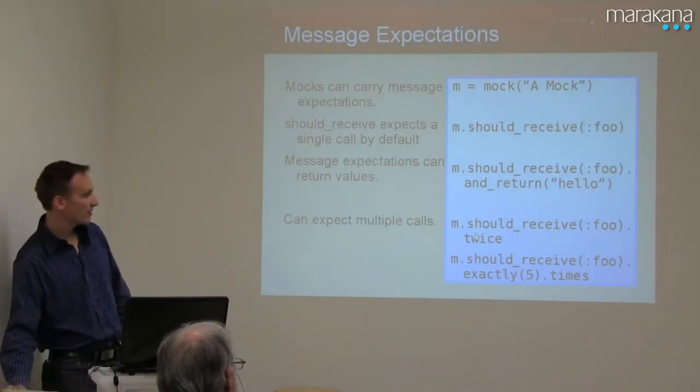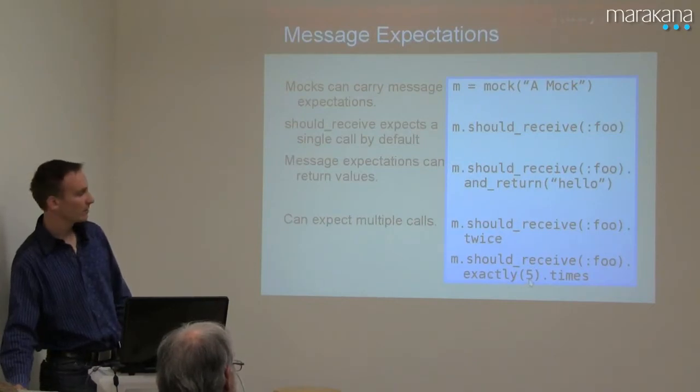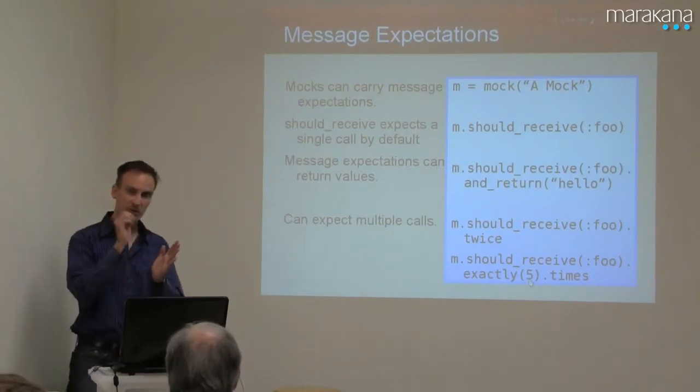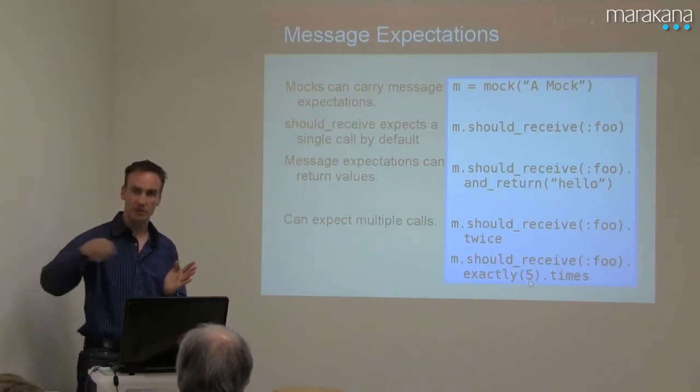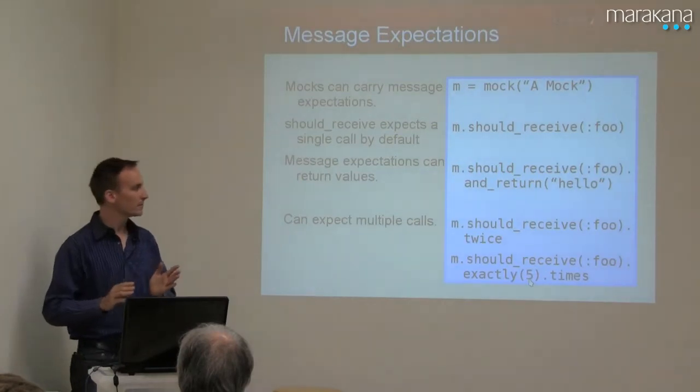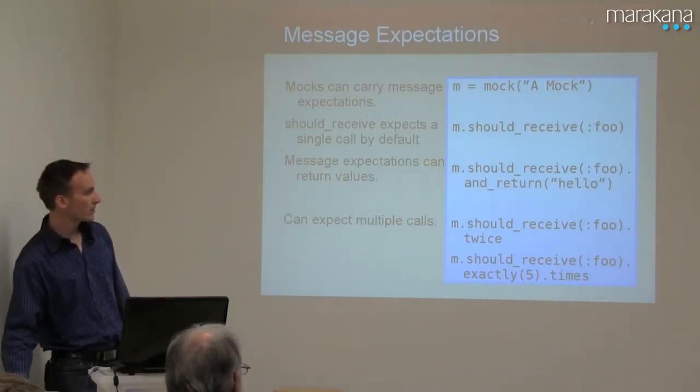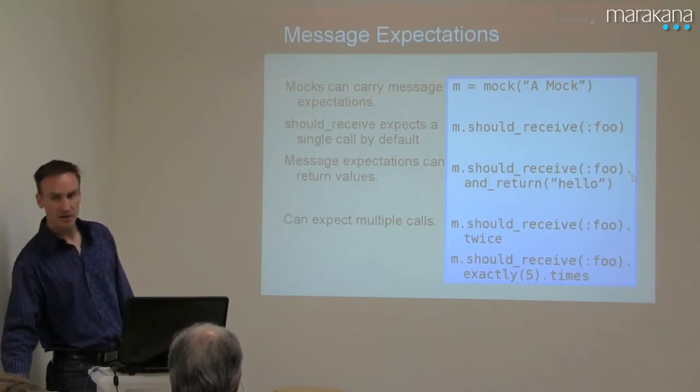You can also tell it should be called twice or exactly five times. So in the course of your test, whatever you're testing, there should be a side effect that calls this thing five times, or never, or once. And you can also have it return something. So these are all composable again. You can say, should receive foo dot twice and return something.